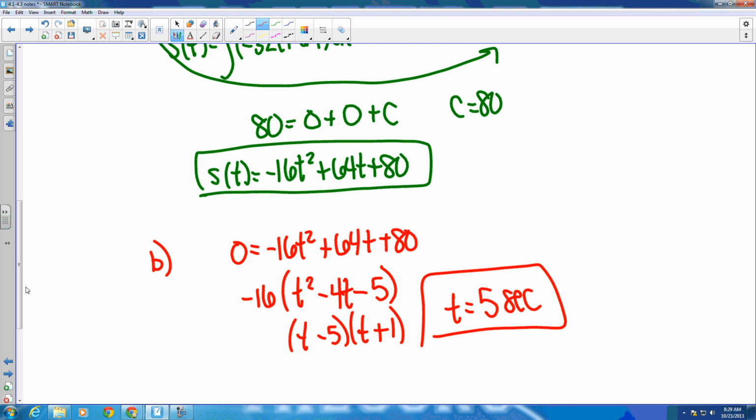And that was our section 1 intro to antiderivatives and indefinite integrals.